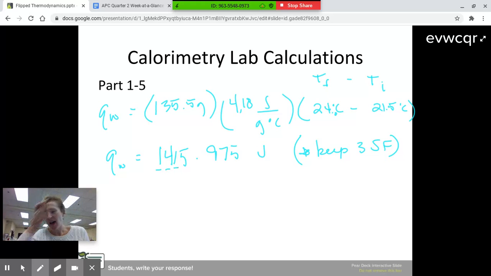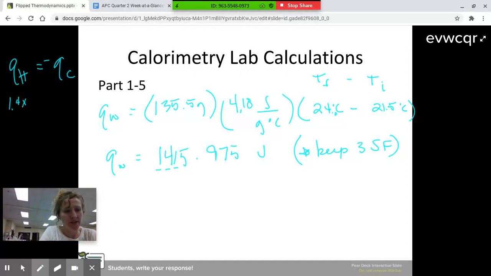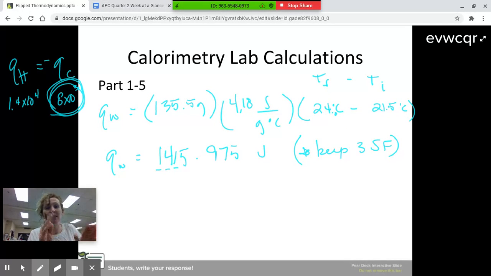Now, I forgot to talk about this on the last slide, but did Q of the hot water equal the negative of Q of the cold water? No, they were not equal. One was like 1.4 times 10 to the fourth, and one of them was like 8 times 10 to the third. So they were definitely not equal. And the difference between them is what the calorimeter absorbed. So notice that Q of the cold water was less. That's because some of the hot water's energy went into the cold water, but some went into the calorimeter.